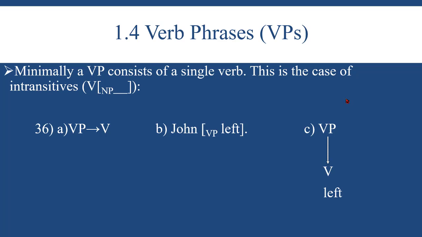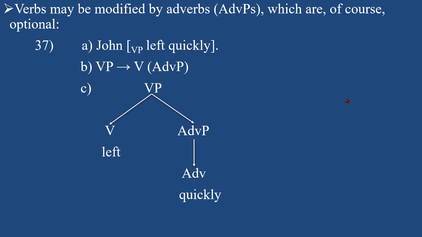All right. Now let's move on to verb phrase. Minimally, a VP consists of a single verb. This is the case of intransitives. For example, a VP consists of a V. John left. So we have John and left. VP has one V, just like NP has one N at the least. That is minimally.